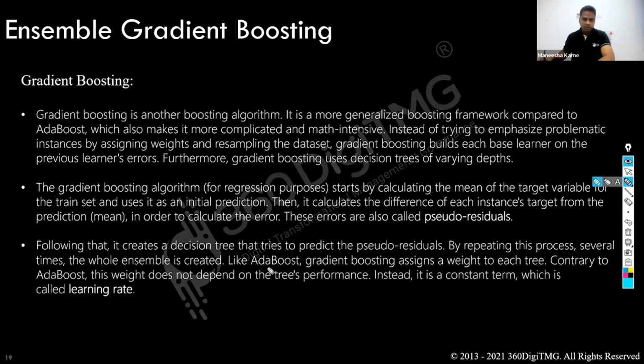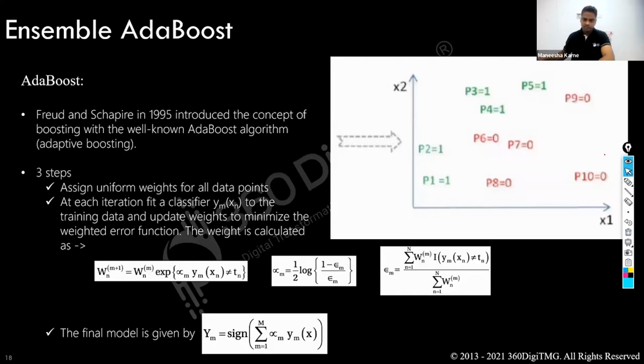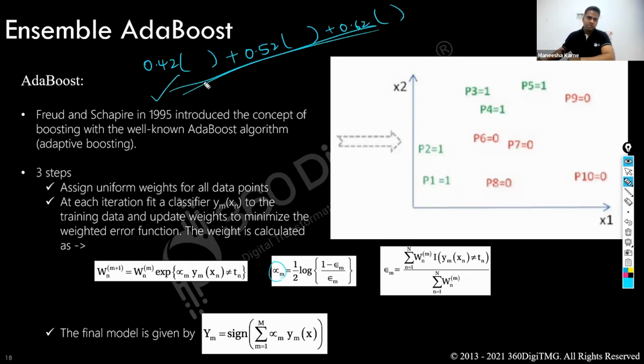In AdaBoost, if you remember, towards the end, when we combine the results, we have taken some 0.42 because that was, I think, the alpha value, plus, again, we got 0.52 into the next classifier value plus 0.62 into the next classifier value. We have given some weights to each and every iteration.